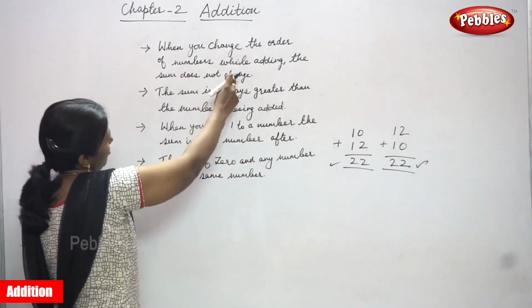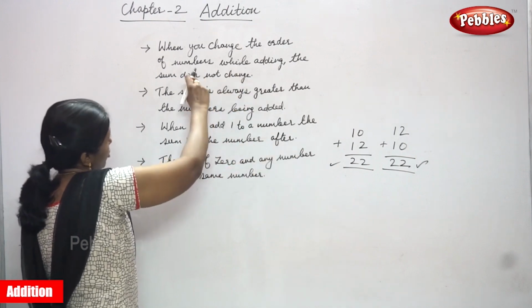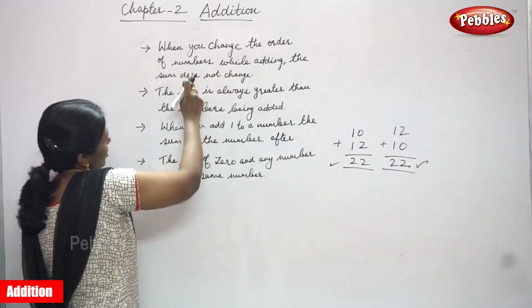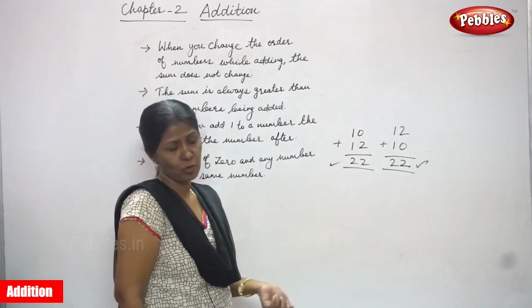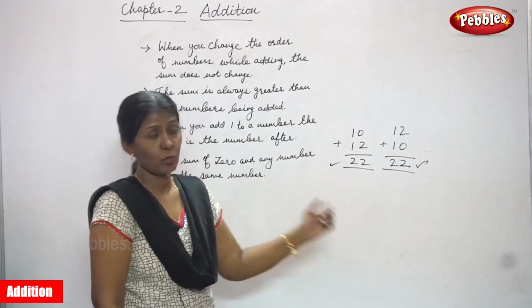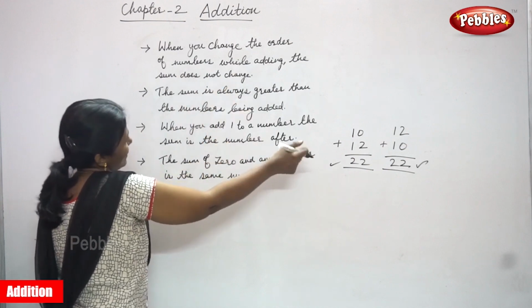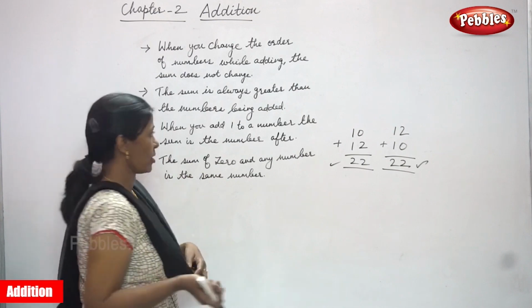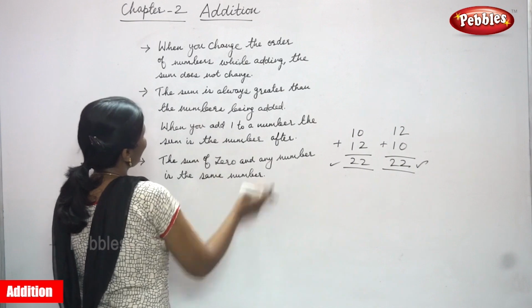While adding, when you change the order of numbers, the sum does not change. Sum means nothing but total. The total does not change. We get the same total. That is what they mention. I'll repeat once again: when you change the order of numbers while adding, the sum, that means the total, does not change.